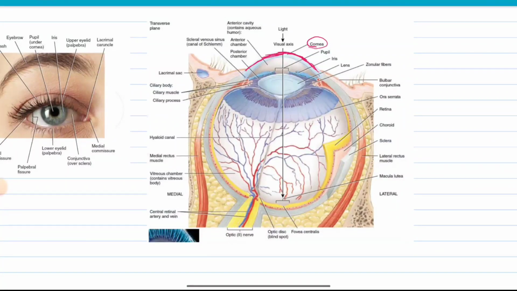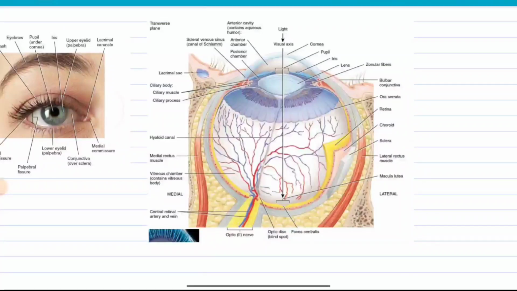Okay, so the transparent part of the sclera is known as the cornea. Whenever light enters the eye, it enters through the cornea part. It plays a crucial role in focusing incoming light and provides the maximum dioptric power for clear vision.